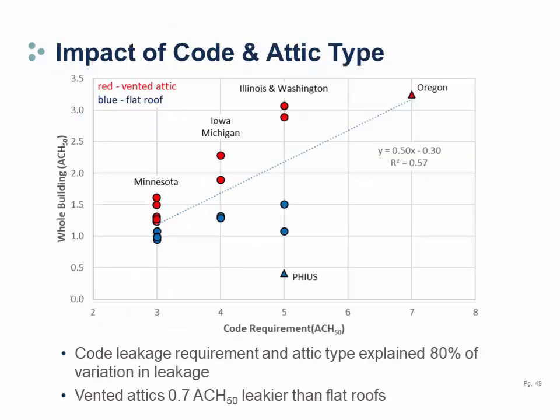It turns out that the code requirement and attic type explained about 80% of the variation in leakage. Vented attics actually had 0.7 ACH 50 leakier than flat roofs. The buildings with vented attics, shown in red, were all leakier than the flat roof buildings tested within the same state, and in general were just higher overall. With the exception of Illinois and Washington, which had quite a big variation in test results, there was a general trend that areas with tighter code requirements ended up having tighter building results.